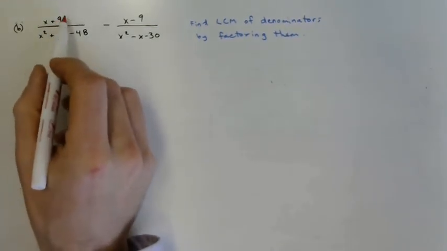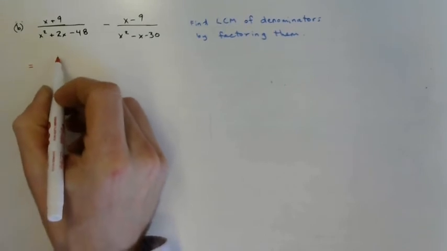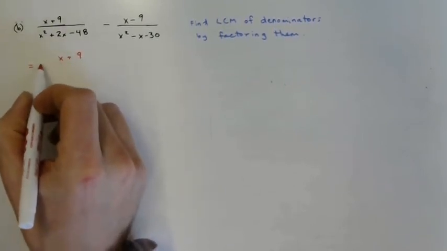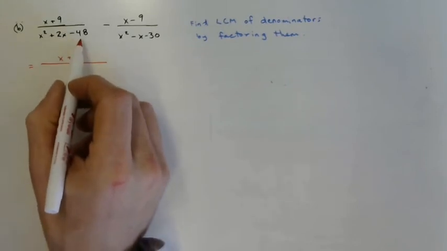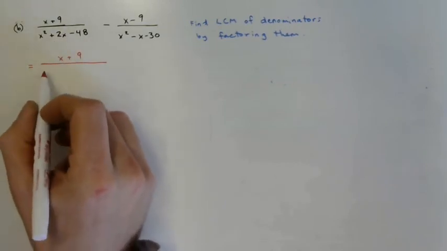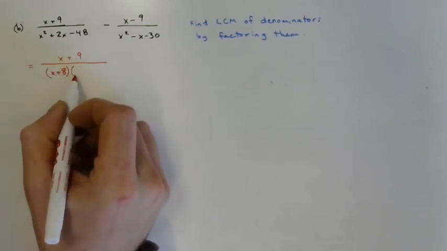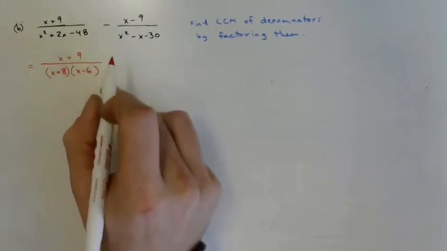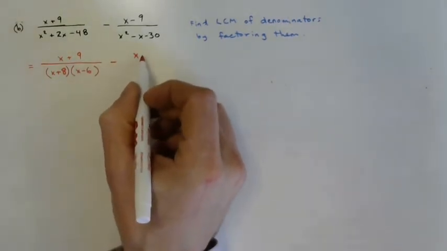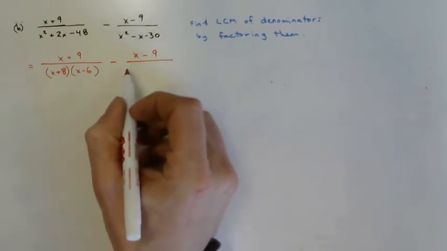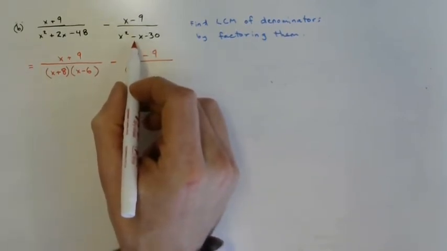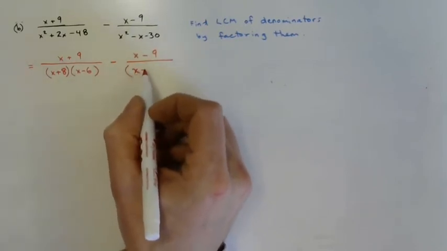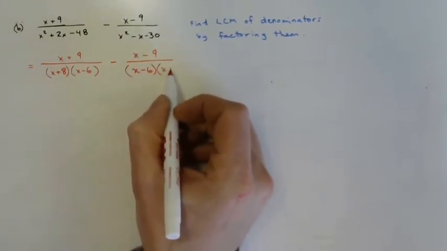But my numerators are just monomials. That's pretty easy. So I'm just going to copy this one down, x plus 9. And then I'm going to factor my denominator. I'm looking for 2 numbers that multiply to 48 and add to 2. That's 8 and 6, and the 8 is going to be positive. So I have x plus 8, x minus 6. Then over here, on my second term, we have the numerator of x minus 9. Now I'm looking for 2 numbers that multiply to 30 and add to -1. That's going to be 6 and 5, and the 6 is going to be negative. X minus 6, x plus 5.